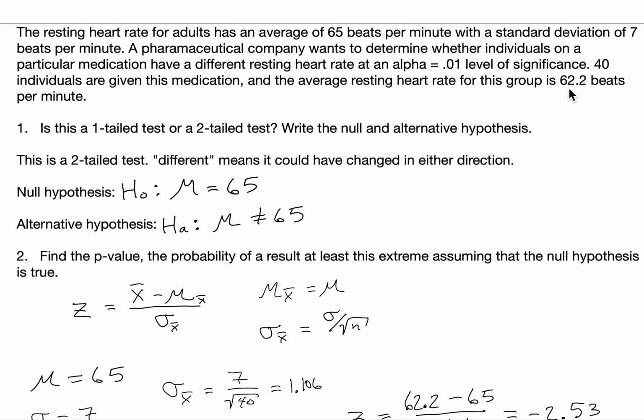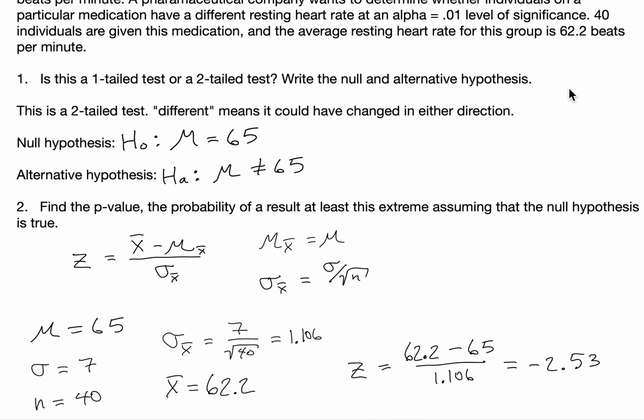Up here in the problem, we had a standard deviation of 7, a sample size of 40, and the sample mean was 62.2. So those are those values here. A sample mean of 62.2 for those 40 individuals. A standard deviation for the population assumed to be 7 beats per minute. A mean for the general population, according to the null hypothesis, of 65 beats per minute, again, assuming the medication does not change their heart rate.